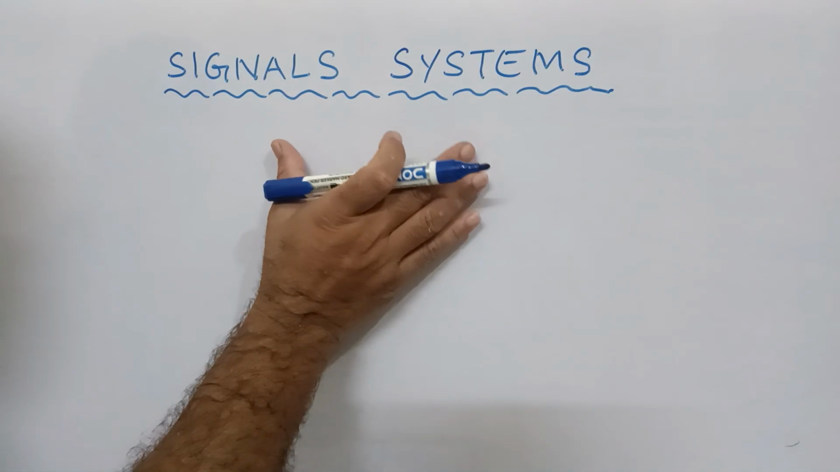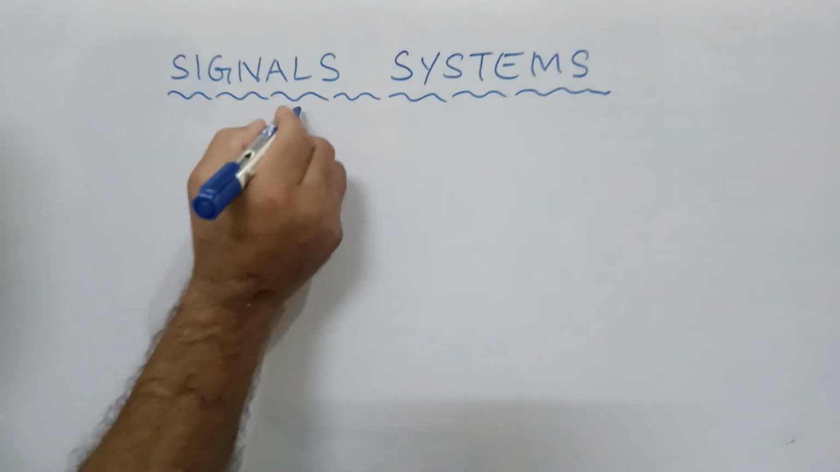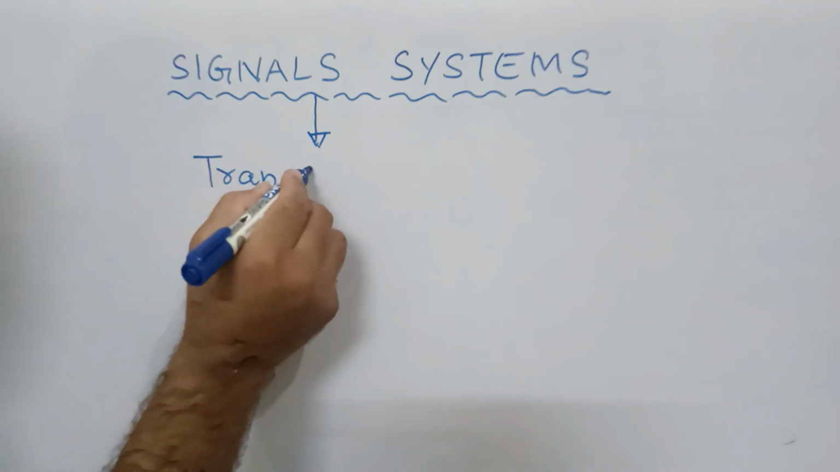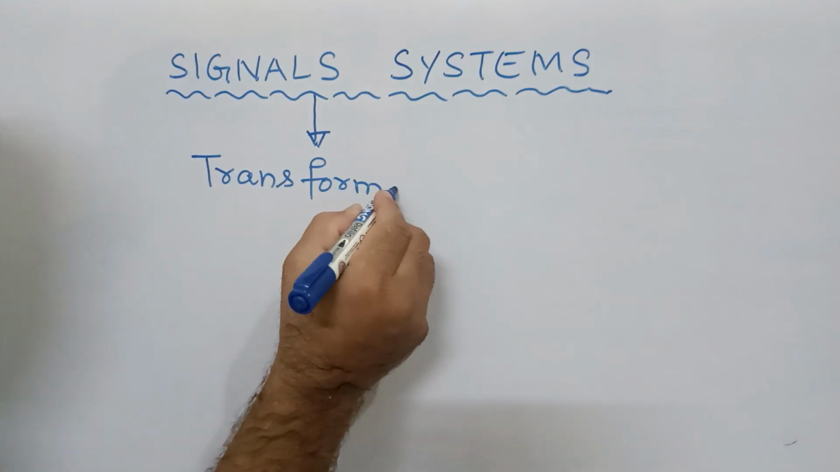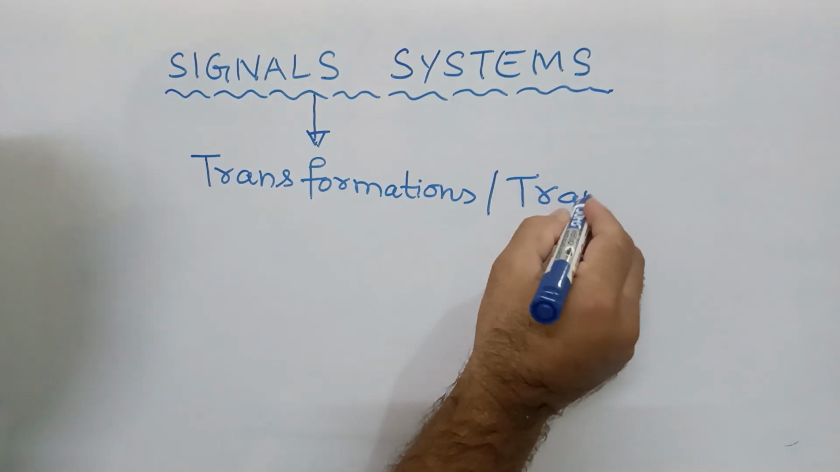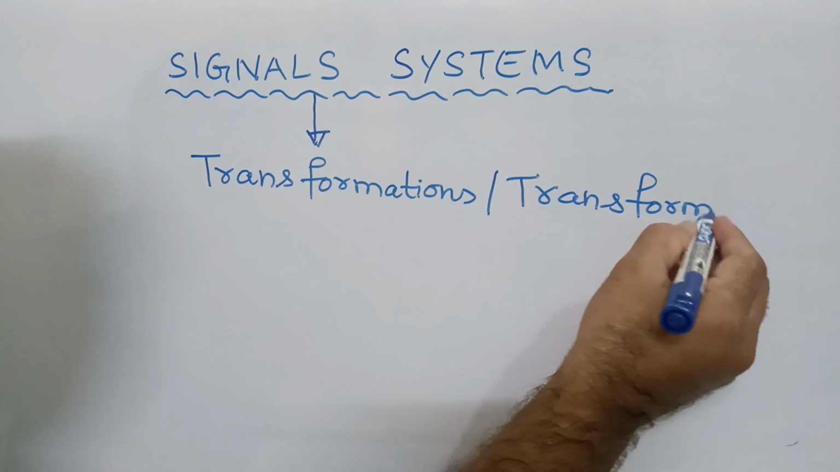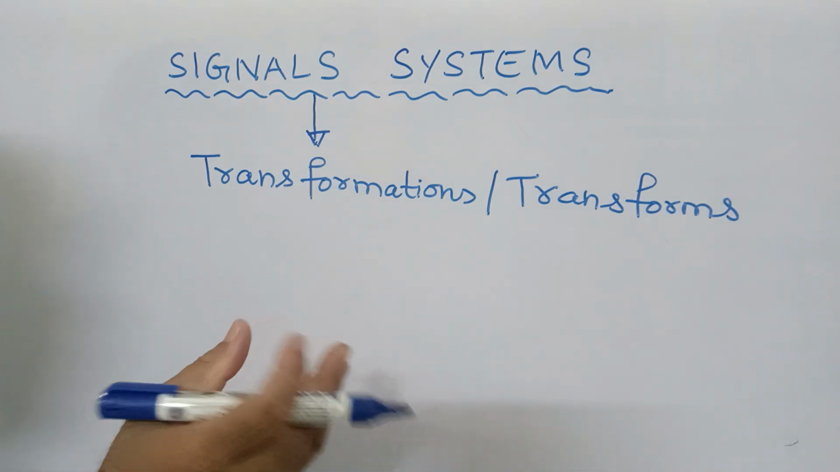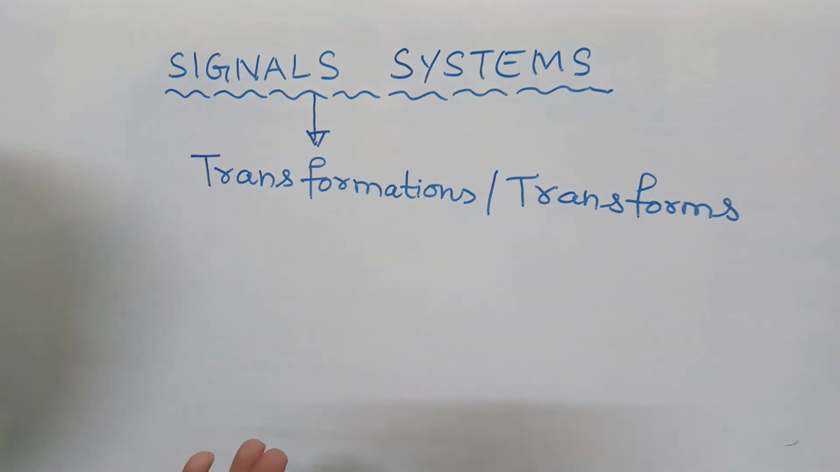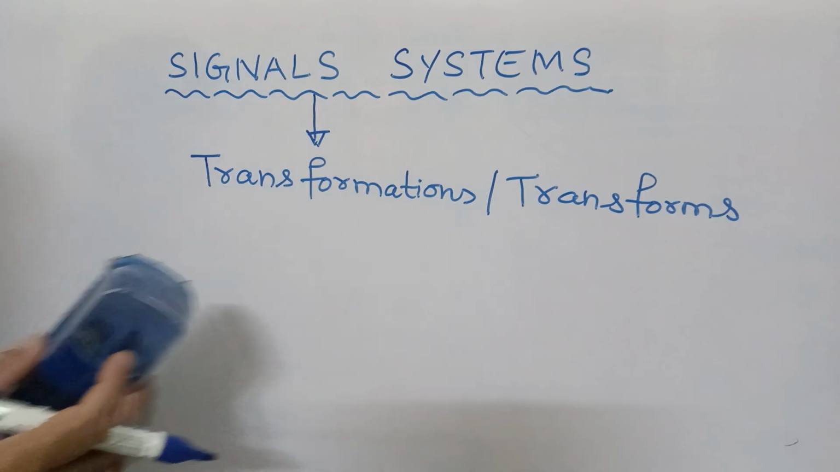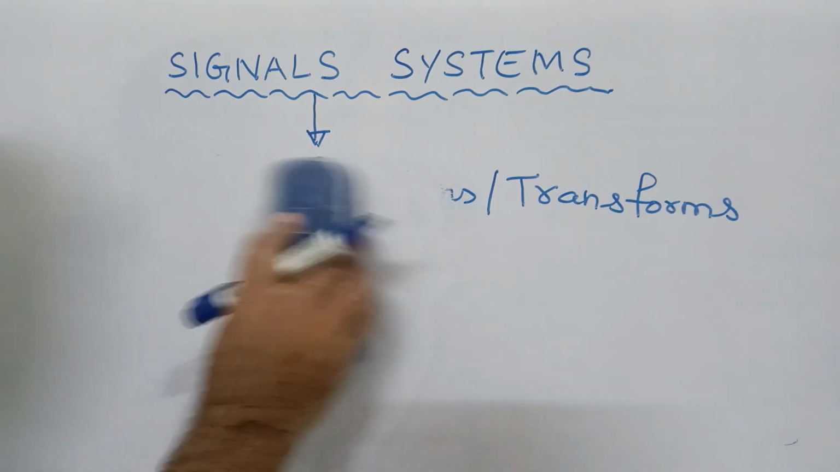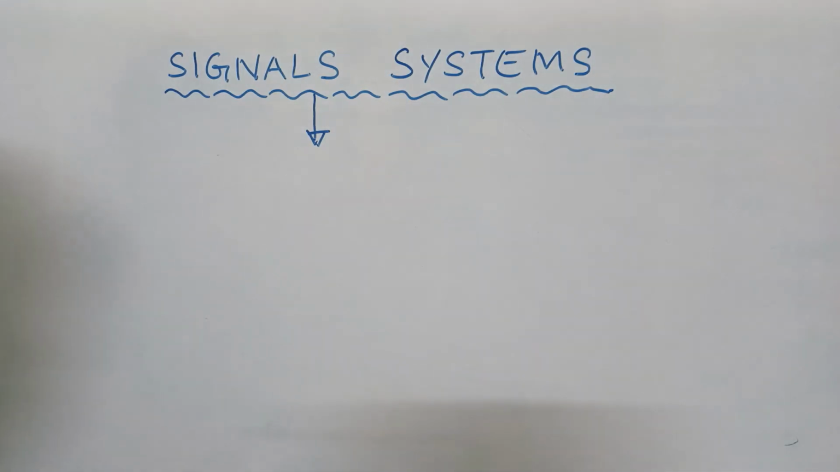As far as this signals and systems subject is concerned, there are various transformations being used. Transformations or transforms, you can write anything. There are various transforms being used to analyze or to study the characteristics of the given input signal. This is a very important thing to understand about signals. What are the various transformations? In brief, I will explain very quickly.